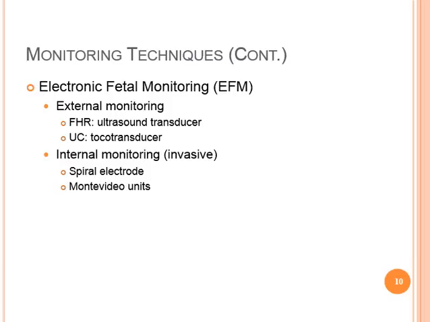With the external monitor, this is a non-invasive procedure. We use the ultrasound transducer to pick up the baby's heartbeat, and then we use the tocotransducer to pick up the uterine contractions. We also have what we call internal monitoring. Now, these are invasive, and in order to place internal monitors, the bag of water has to be broken. So, to listen to the baby's heartbeat with internal monitoring, we use the fetal scalp electrode. And to measure the contractions, the internal monitor we use is the intrauterine pressure catheter.